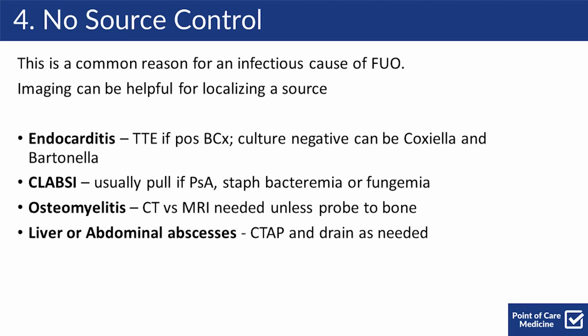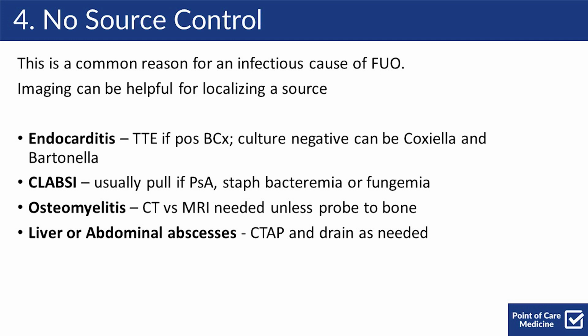The next thing on the differential includes no source control, and this is a common reason for an infectious cause of a fever of unknown origin or persistent fever in the hospital. Imaging is the most common thing we can do that'll helpfully localize the source. In particular, you should be thinking about endocarditis, especially in those with bacteremia, a central line associated bloodstream infection, especially in those with ports or indwelling catheters, osteomyelitis, and a liver or abdominal abscess.